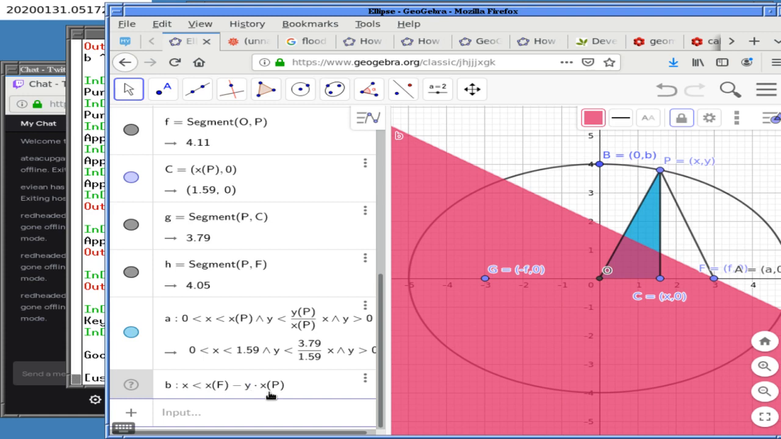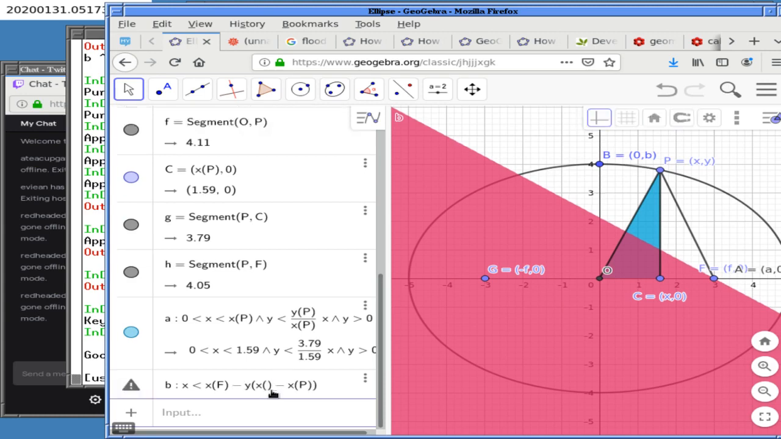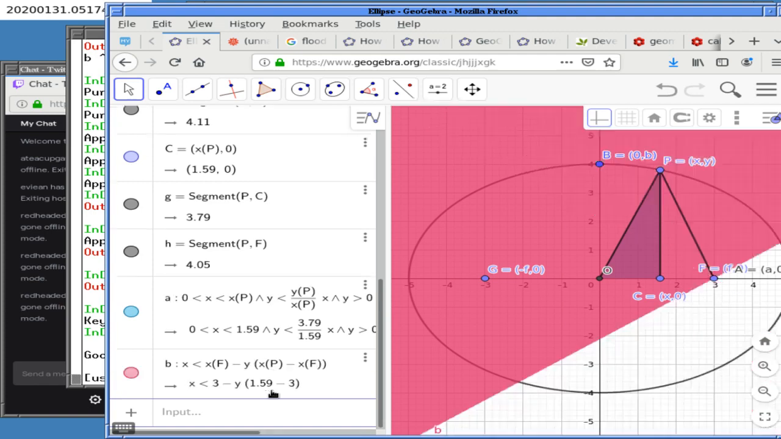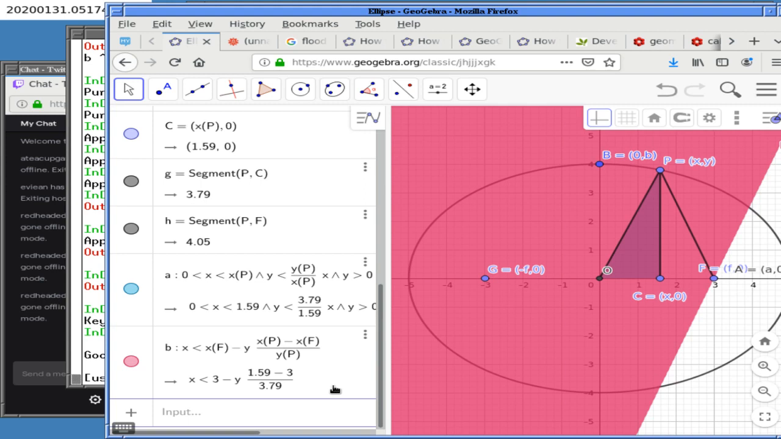Minus, as y gets higher and higher, I think this is just x of f minus x of p. Unless I mean x of p minus x of f. Divided by y of p. Yeah, not even close. But I think we're close, actually. I said not even close, but we are close. Okay, so when y is 0, this is just going to be x is less than x of f, which is kind of okay. And when y is equal to y of p, this is going to become x of f minus this, which becomes x of p, which is correct.